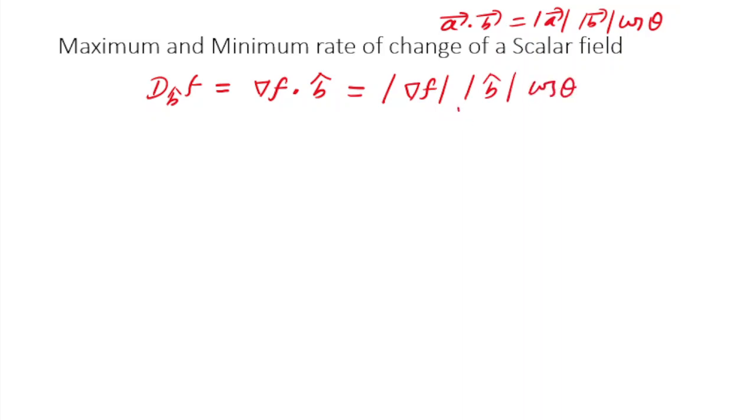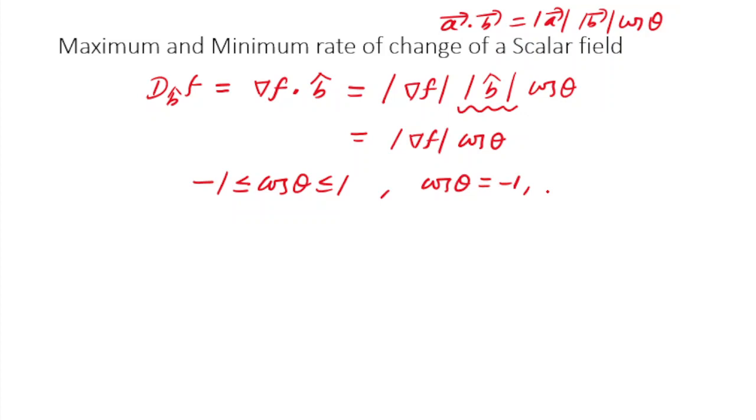But we know that this is a unit vector, so the magnitude of a unit vector is 1, because that is why we are calling it a unit vector. So what we get is del f into cos theta. But we know from our trigonometry class that cos theta lies between -1 and 1, right? Its minimum value, cos theta is equal to -1 when theta is equal to pi, and cos theta is equal to 1 when theta is equal to 0.